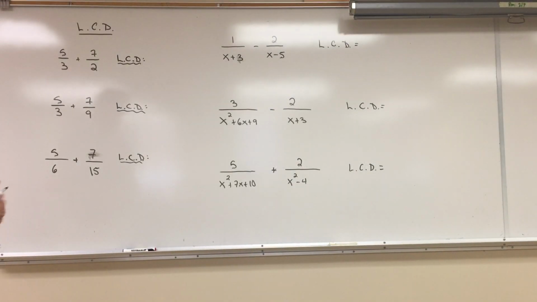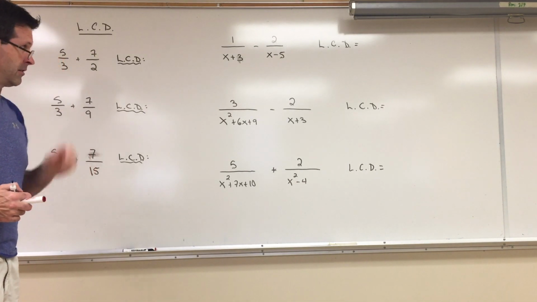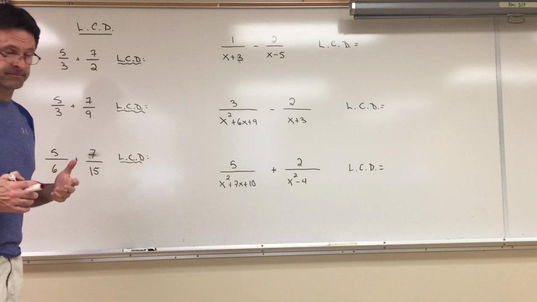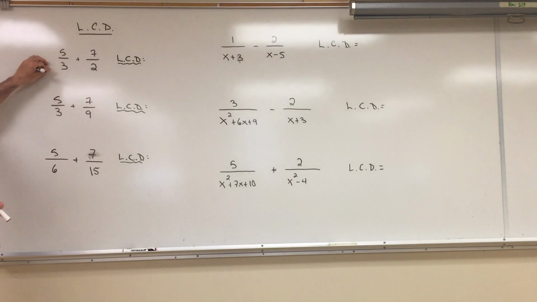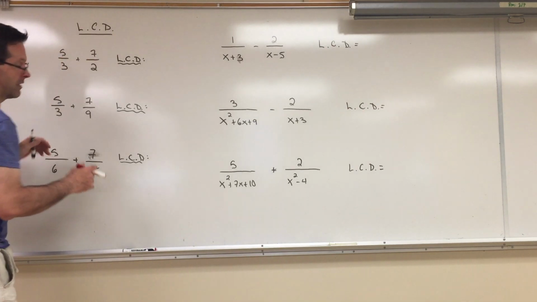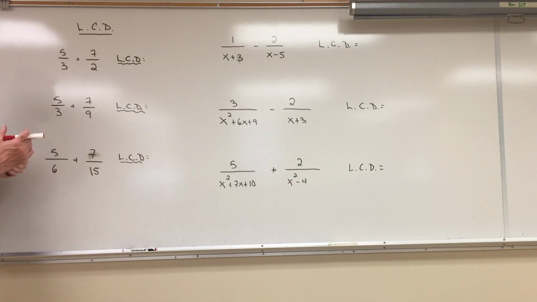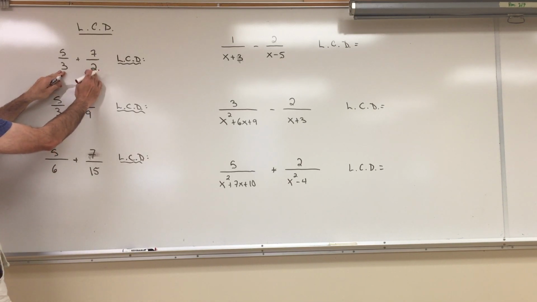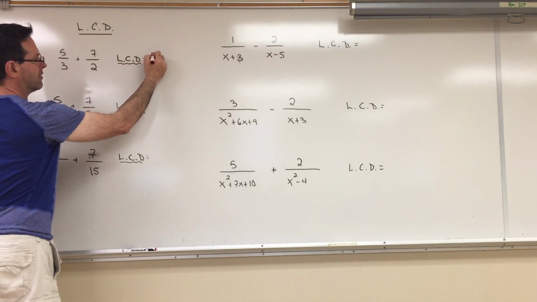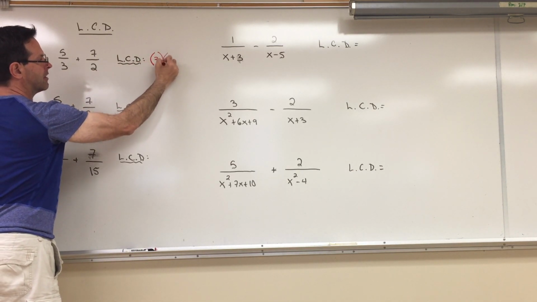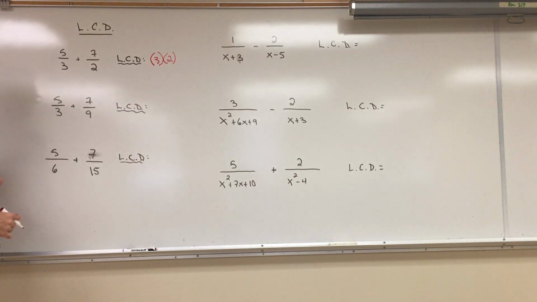Chapter 6.4, a good place to start would be looking at lowest common denominators. What's the lowest common denominator? 5 over 3 plus 7 over 2. The lowest common denominator is, I think intuitively we've come up with 6. You guys know that at this point. But another way of thinking about it is a combination of multiplying the two denominators. 3 times 2. We'll leave it in its factored form.